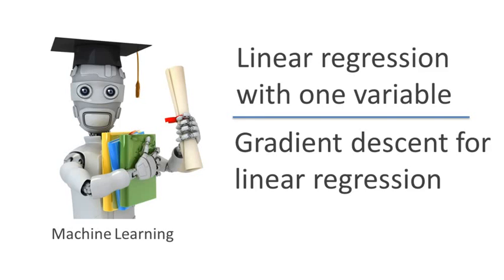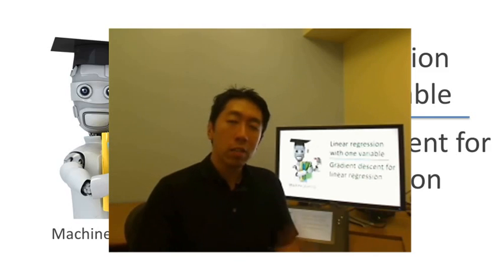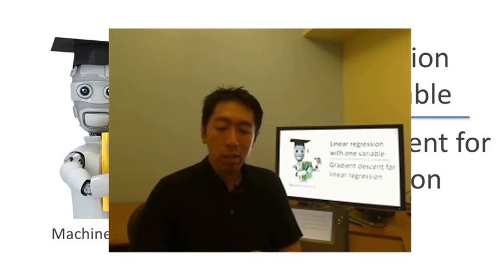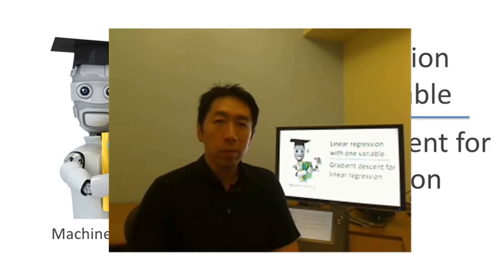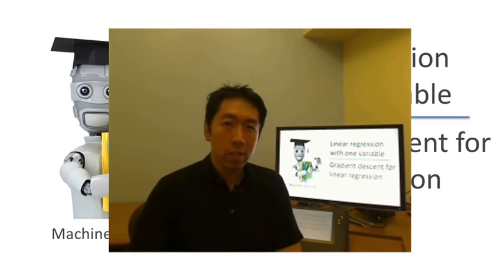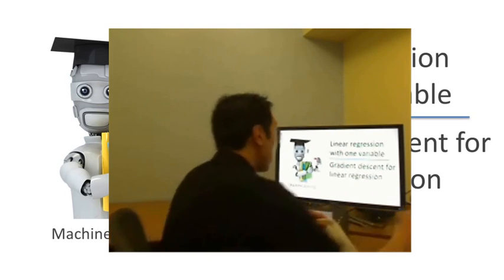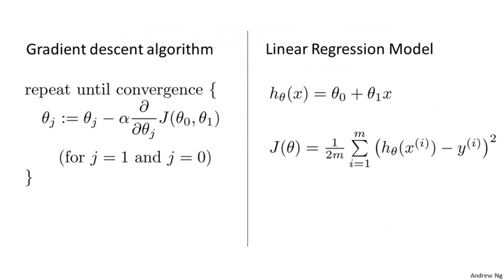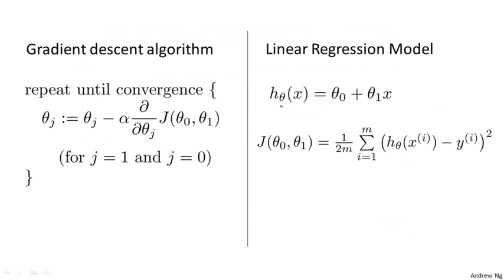In previous videos, we talked about the gradient descent algorithm, and we talked about the linear regression model and the squared error cost function. In this video, we're going to put together gradient descent with our cost function, and that will give us an algorithm for linear regression, for fitting a straight line to our data. So this was what we worked out in the previous videos. There's our gradient descent algorithm, which should be familiar. And here's the linear regression model with our linear hypothesis and our squared error cost function.